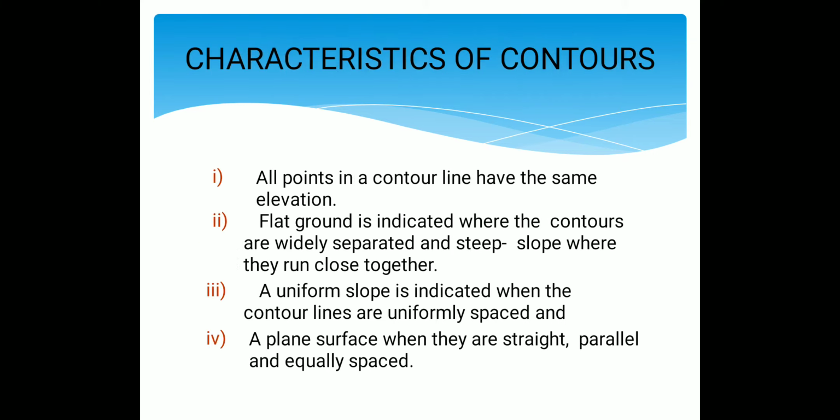Now let us move on to the characteristics of contour. This is a very important question from the exam point of view. All points on a contour line have the same elevation. Flat ground is indicated where the contours are widely separated, and steep slope where they run closer. A uniform slope is indicated when the contour lines are uniformly spaced, and a plane surface when they are straight, parallel and equally spaced.